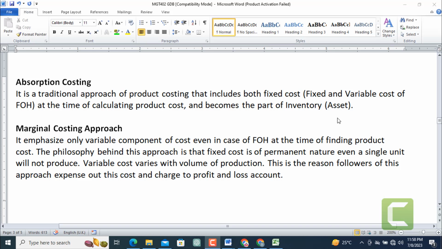In today's video we are going to cover a topic which is very useful and interesting. What is the difference between absorption costing and marginal costing approach? So let's start. First we are going to learn the difference between the two approaches in descriptive form. Then we will explain it more deeply with the help of a numerical example.